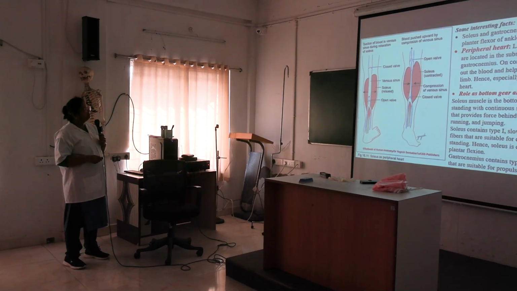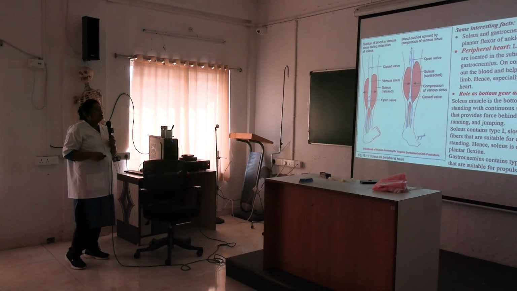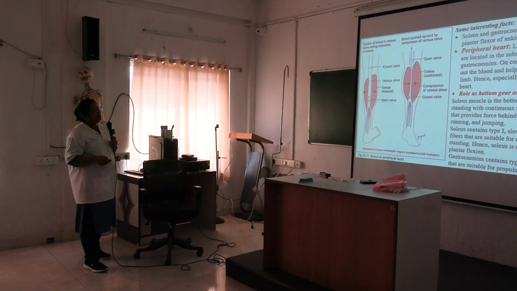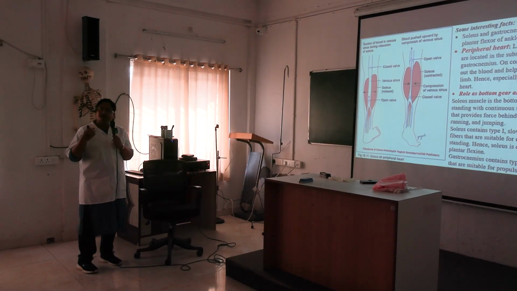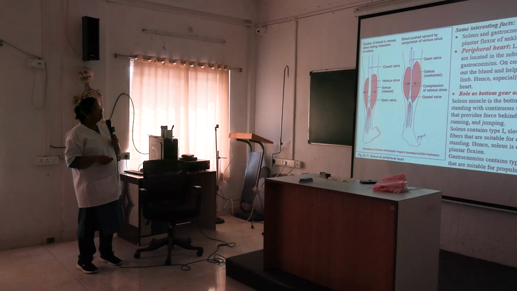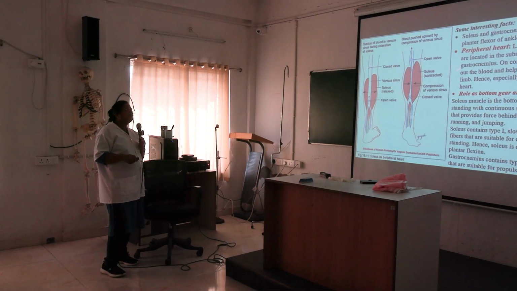You can see this is a venous sinus. These are the valves. So on contraction, these muscles pump out the blood and help in venous return from the lower limb towards the heart. During contraction of the calf muscle, it pushes the blood upward, an anti-gravity action. Hence, especially the soleus is called the peripheral heart.